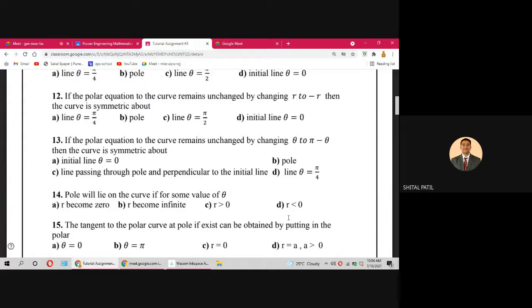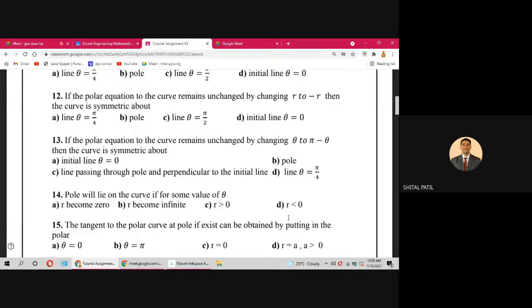Pole will lie on the curve if for some value of theta, what should be 0? R should be 0. R equal to 0 are the coordinates of the pole. So the curve passes through the pole if r equal to 0 for any value of theta. Okay, next question number 15.